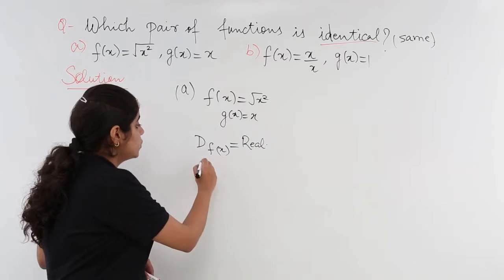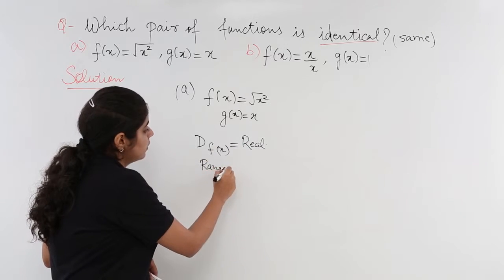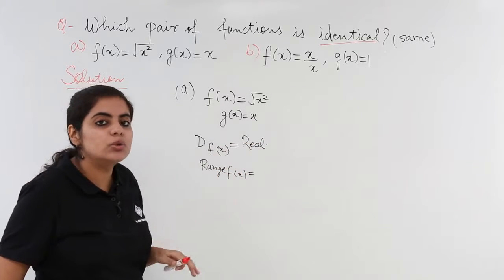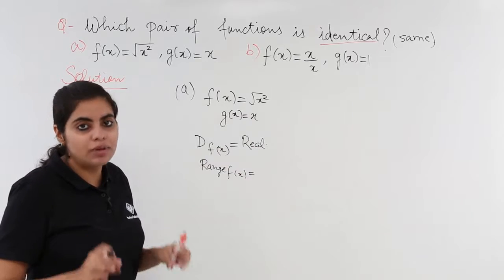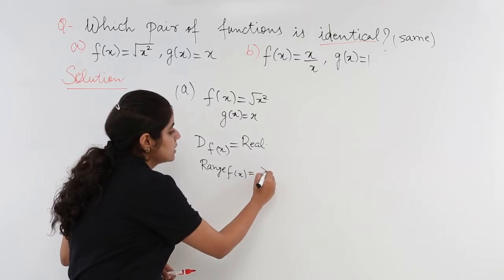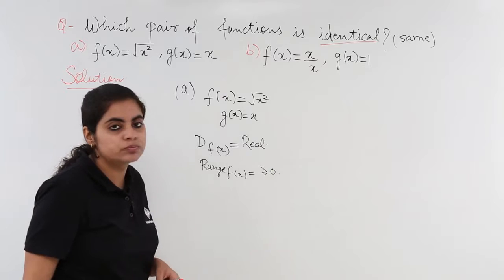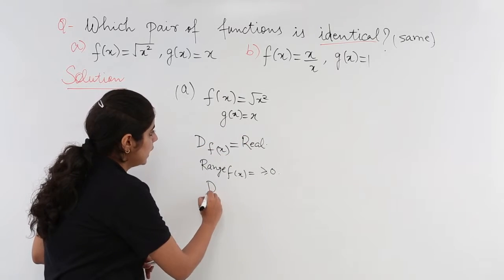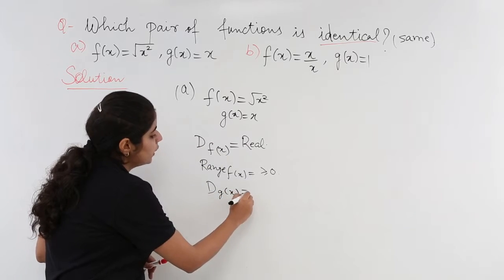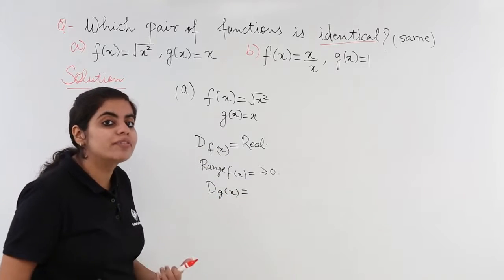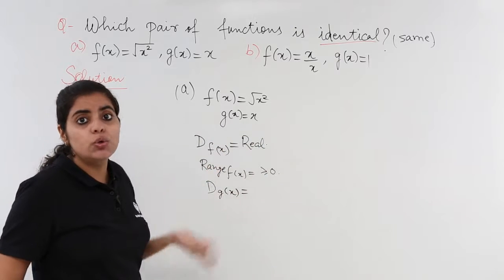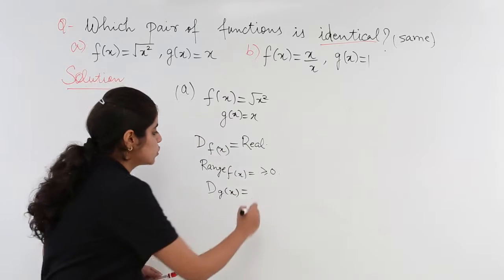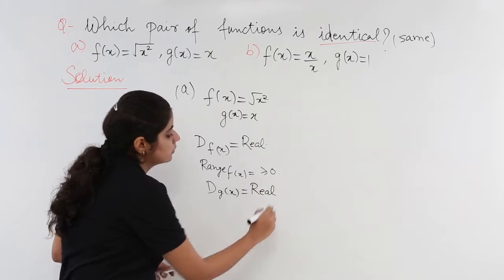What about the range of f(x)? The range of f(x) means what values will you obtain? Under root will give me only positive values, so 0 or greater than 0, that means greater than or equal to 0. Now move on to g(x). What is the domain of g(x)? Domain of g(x) means what values of x can you put in g(x)? No restriction, you can put all the values, negative, positive, 0, anything. So again it is all real.